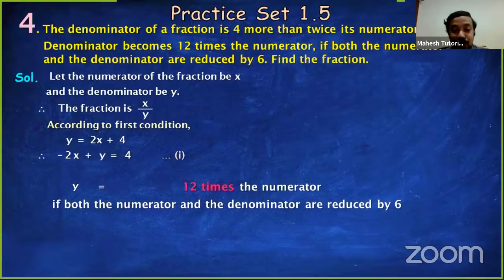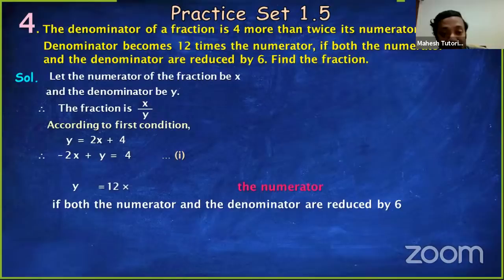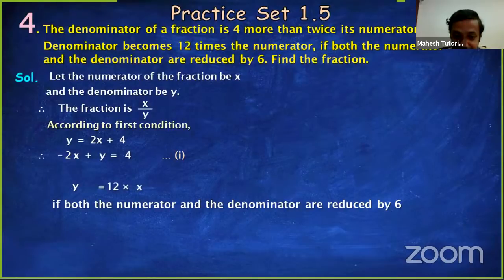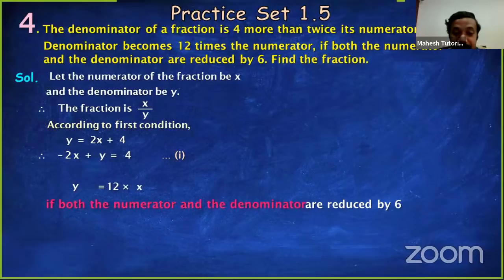All right. 12 times. Now this we are very well aware of, students. What does 12 times mean? Very good, 12 into 12 times what? The numerator. Now students, tell me, as per our assumption, who is the numerator? X. So in place of the numerator we put x. Okay. Now further they have mentioned, if both the numerator and denominator, they are specifying something about the numerator and denominator.